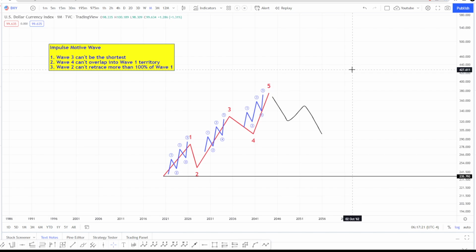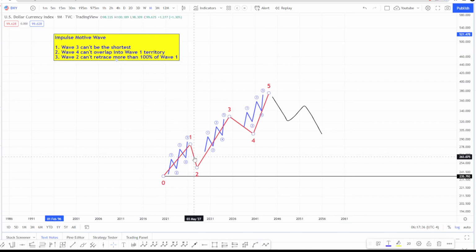And there's no better way to look at the long-term path of any market other than Elliott Wave. It really allows us to stay months and months, and years at times, in front of everyone else. So, what else do we know about impulses?